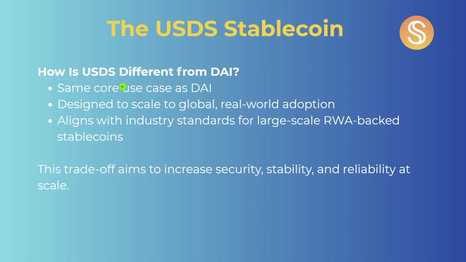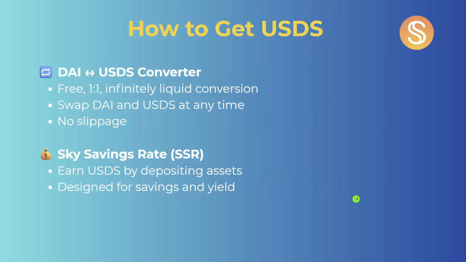So how is USDS different from DAI? Same core use case, so we want a stablecoin, but it was designed to scale for global real-world adoption, and it aligns with the industry standards for large-scale RWA-backed stablecoins. This we will see later on, what it is. So this is a trade-off that aims to increase security, stability, and reliability at scale.